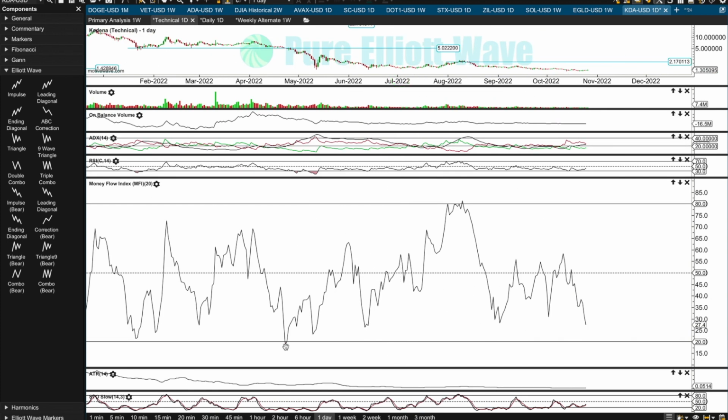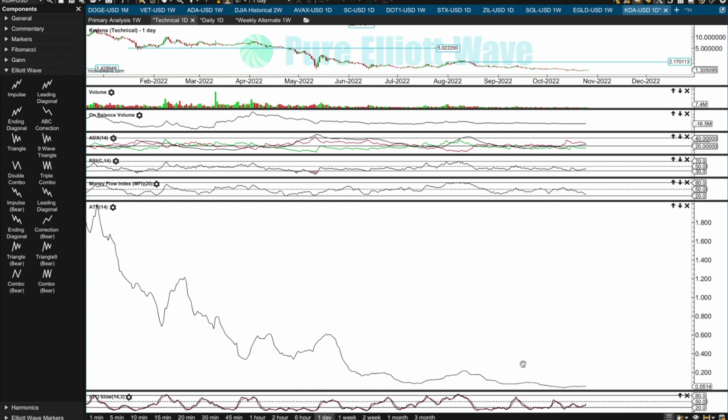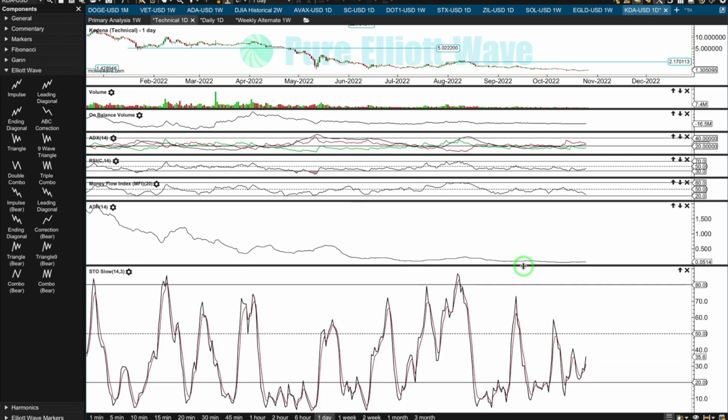Yep. If we go back to this point here, the close here, $4.96, the close here, $1.56, but price continued to fall after that bullish divergence. And price keeps on falling. So that didn't lead to anything. ATR continuing to decline and stochastics in neutral territory.